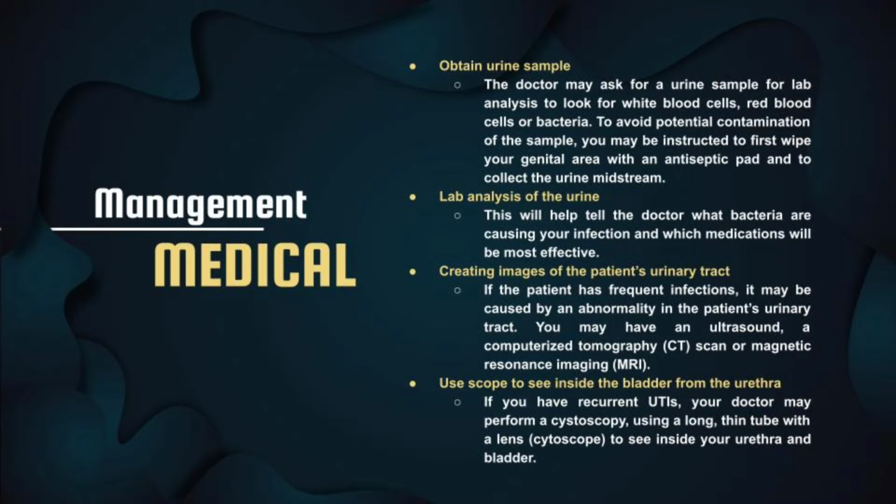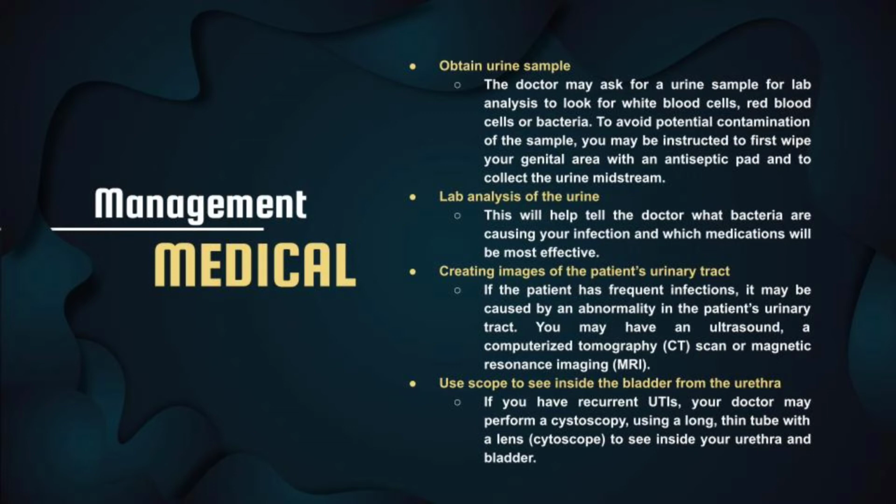Second is lab analysis of the urine. So this will help tell the doctor what bacteria is causing the infection and what medications will be the most effective at treating them. Third is creating images of the patient's urinary tract. So if the patient has frequent infections, this may be caused by an abnormality in the patient's urinary tract. You may have an ultrasound, a CT scan, or an MRI for better visualization.